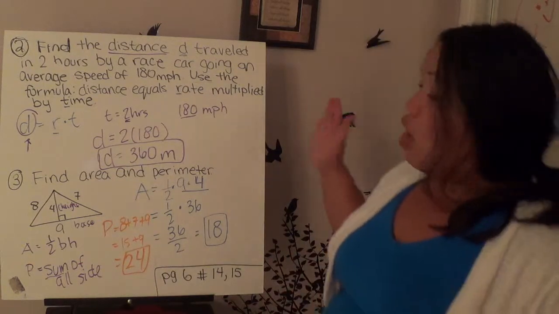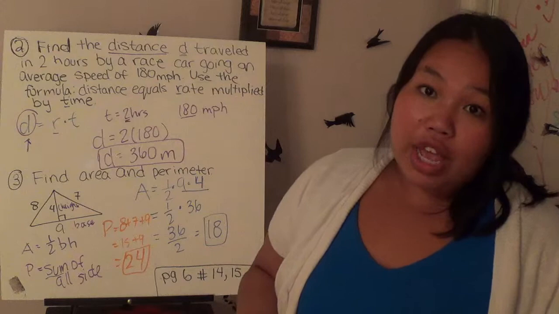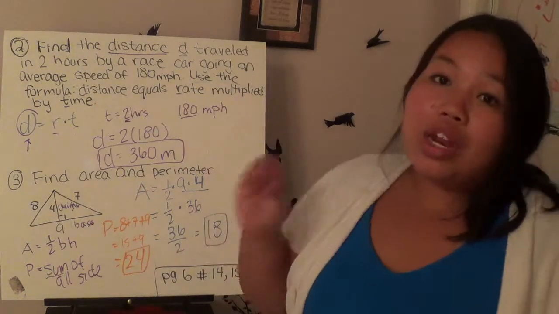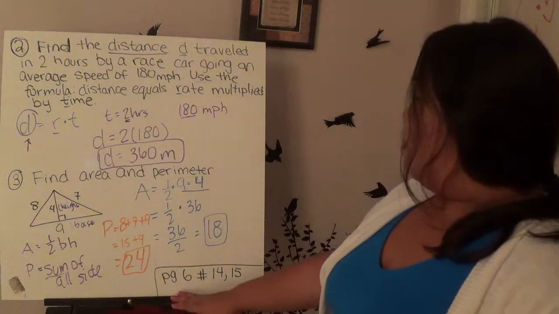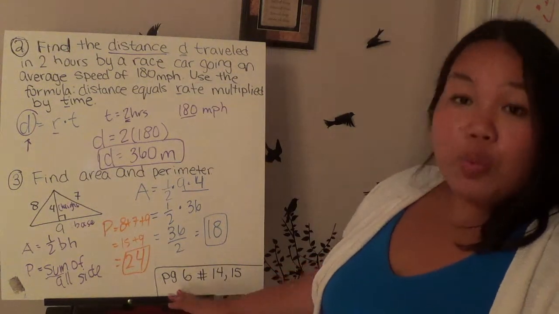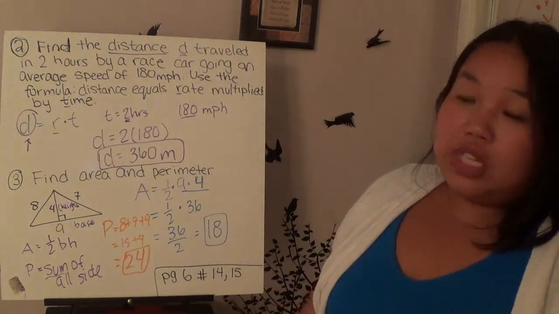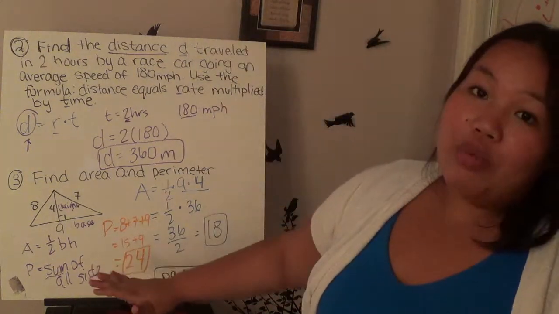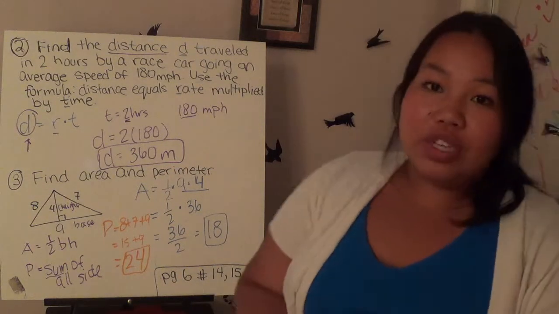Now, if I've made any mistakes in these videos, and sometimes I will, and sometimes I already have, you can go ahead and comment in the box to tell me, Miss P, you messed up, this is the mistake. But for your example problems, the ones you're going to do on your own, you're going to do page 6, number 14 and 15. So don't forget to pause and write it down, and then finish it off with page 6, number 14 and 16.